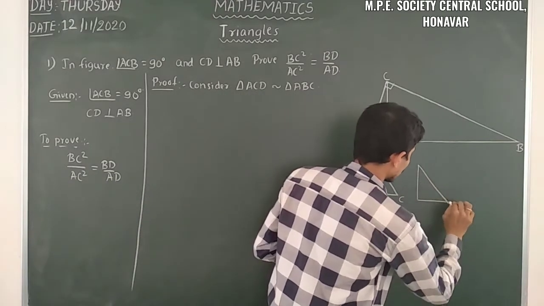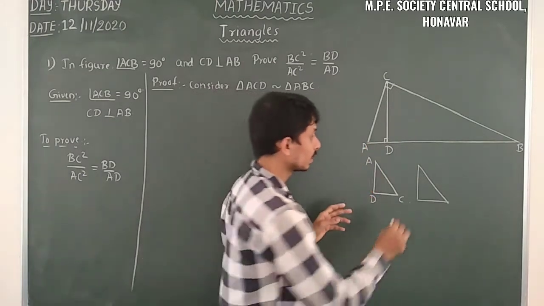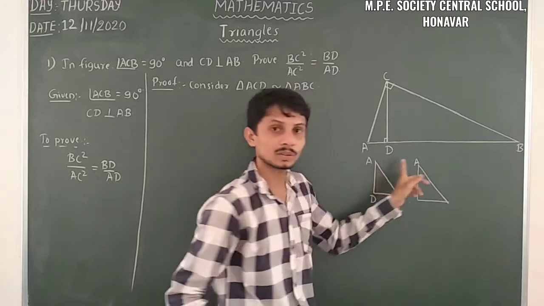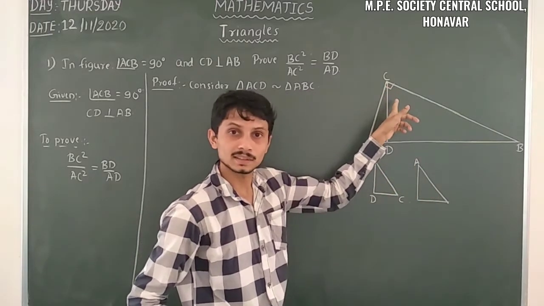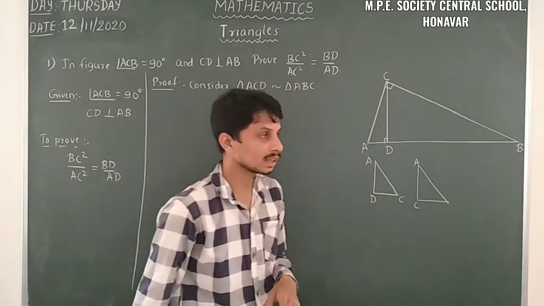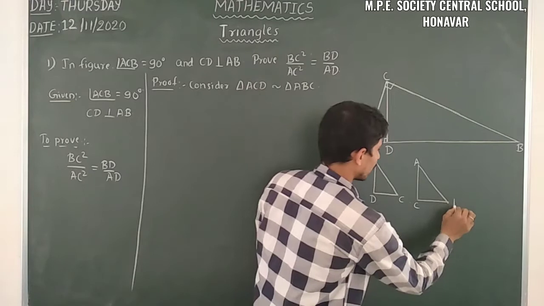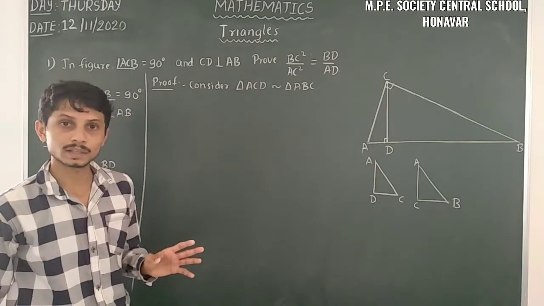Just observe, A is common for both the triangles. That's why we have to take it as corresponding. And then here it is C. At C we have the right angle, so that's why we take C here. Then another one is B. So then we have to take that one.